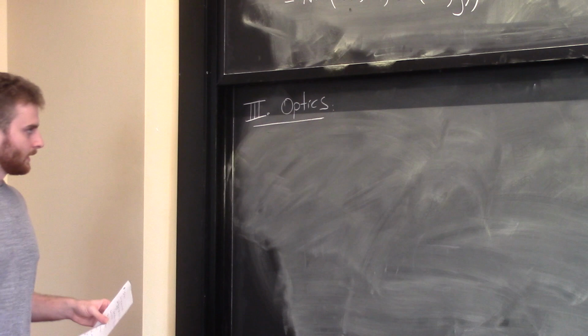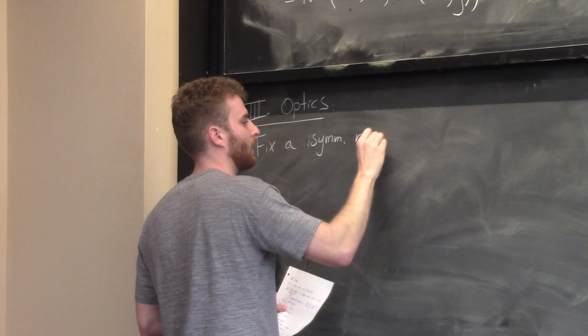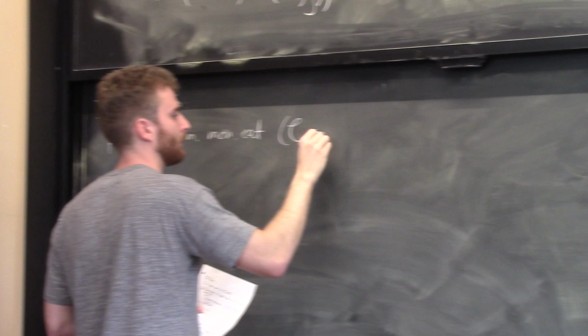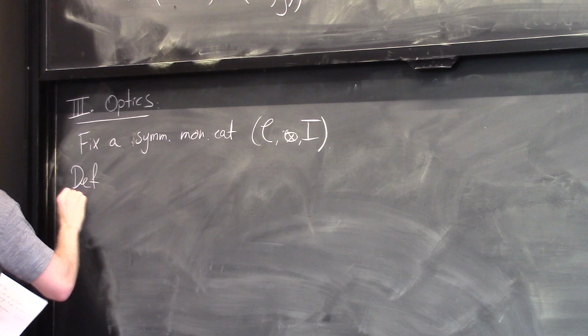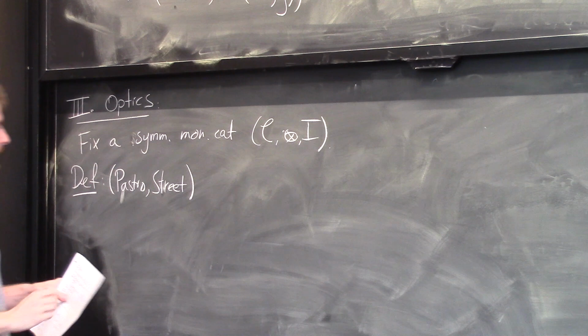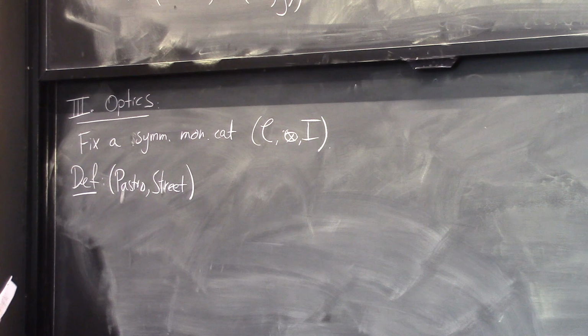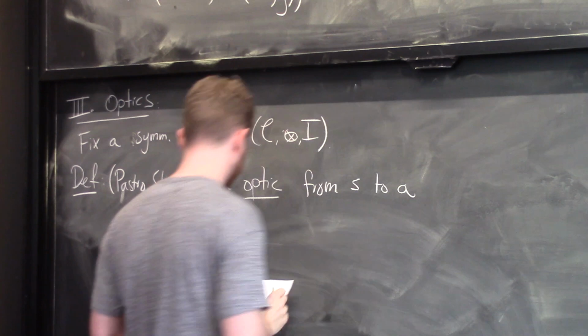Okay, so let's just begin by fixing a symmetric monoidal category. Here's our general definition of an optic, and immediately I'll show you how we get back to lenses. So, this definition is originally due to Pastro and Street, although they were thinking of this stuff in a completely different context and didn't realize the connection to optics when they did. They didn't call it an optic. What did they call it?